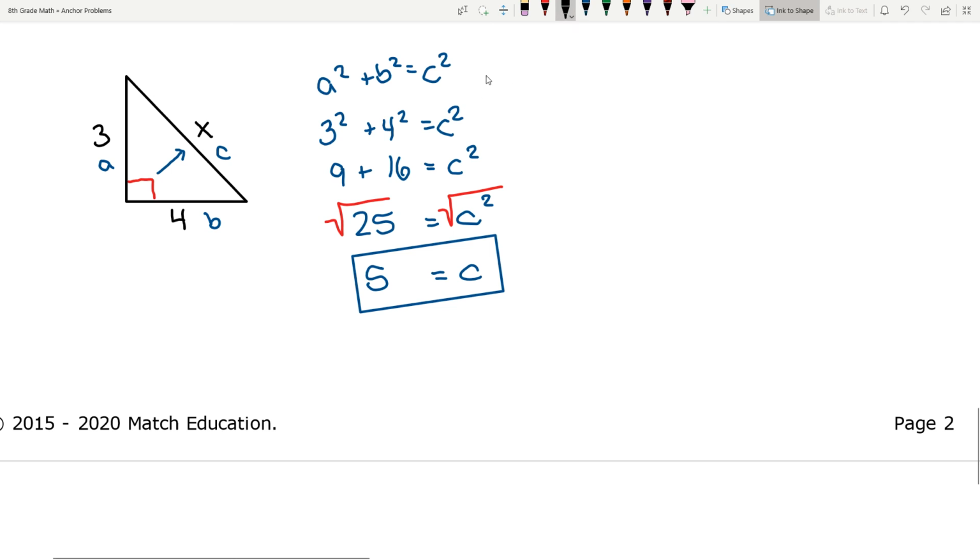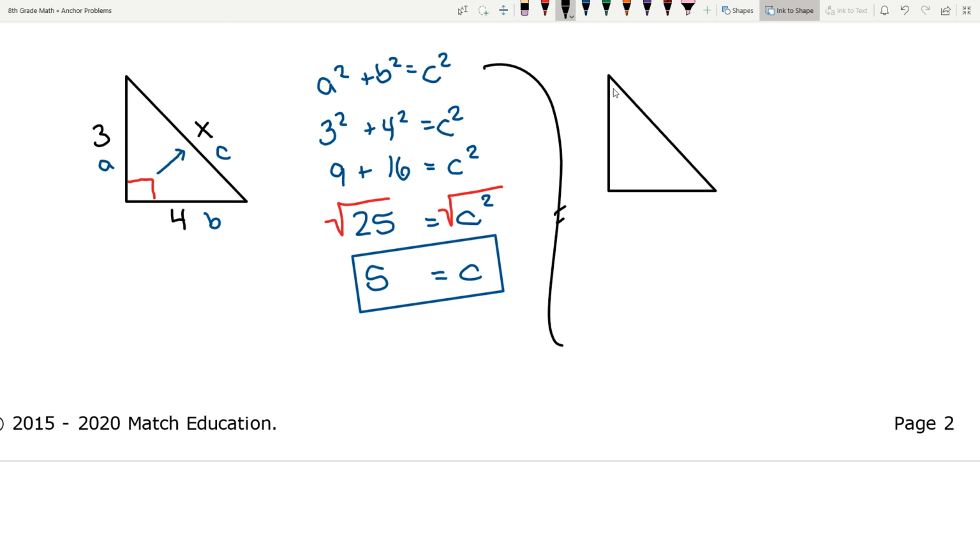But what happens if what we're looking for isn't the hypotenuse? If it's one of the legs? Well, let's imagine here a right triangle where you're given, let's say, 13, 5, and W.